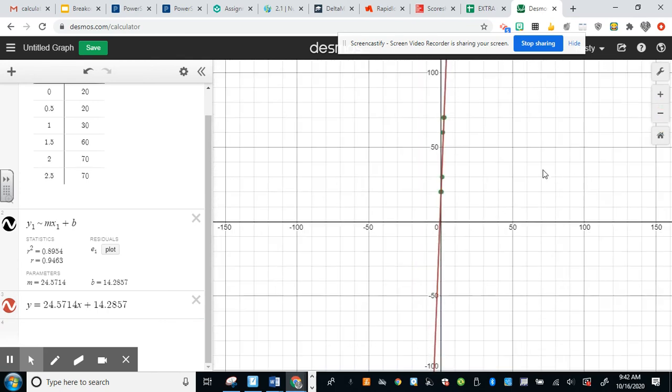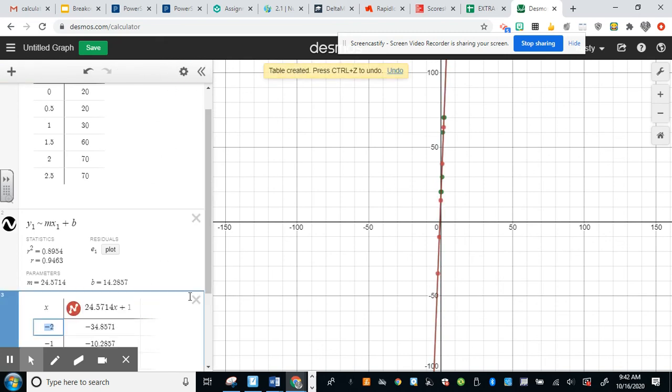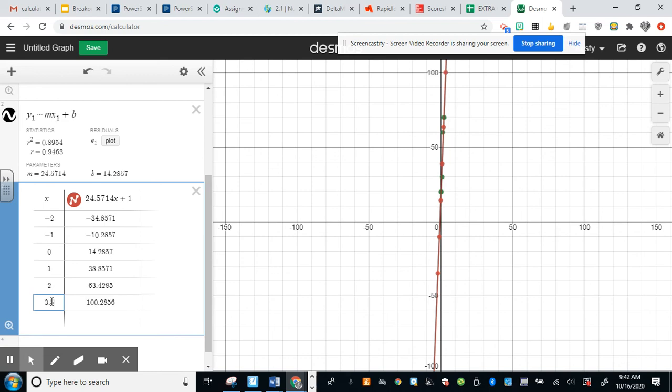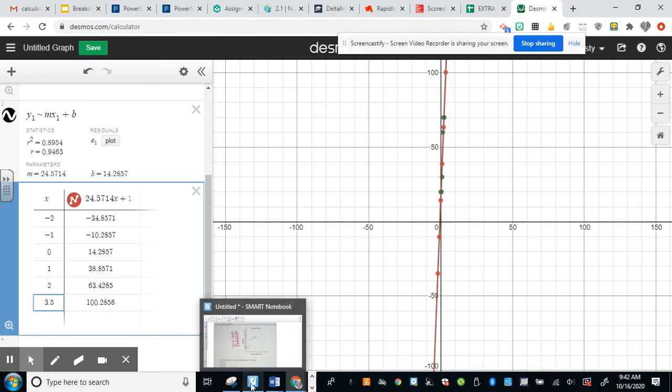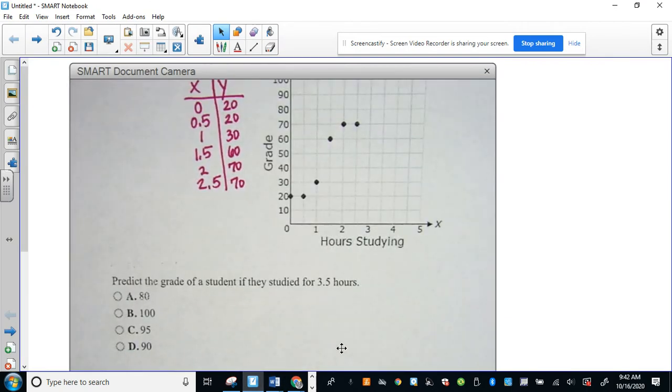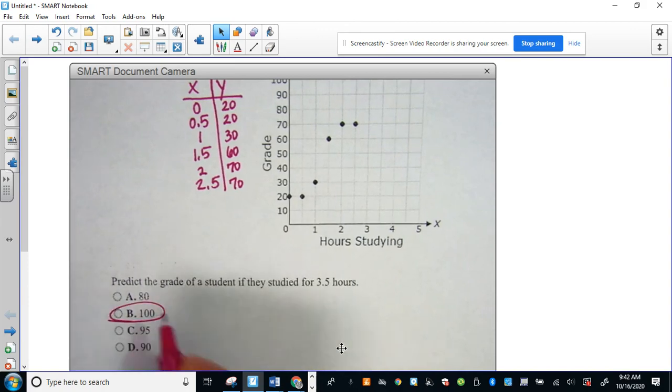Looking for those points. Looks like about there. And the neat thing about this now is I'm going to click on the gear, turn it back into a table, and now I can plug in the value that they wanted me to find. Back in the problem, it was 3.5. So 3.5 looks like they're going to make about 100. So if I look at my answer choices, the answer choice would be B. Number 14, B.